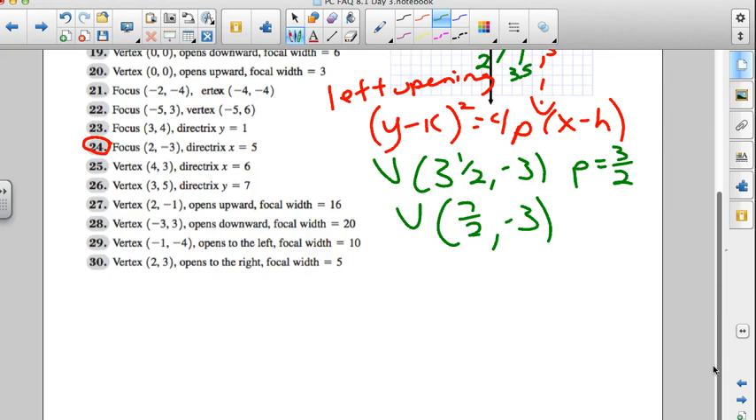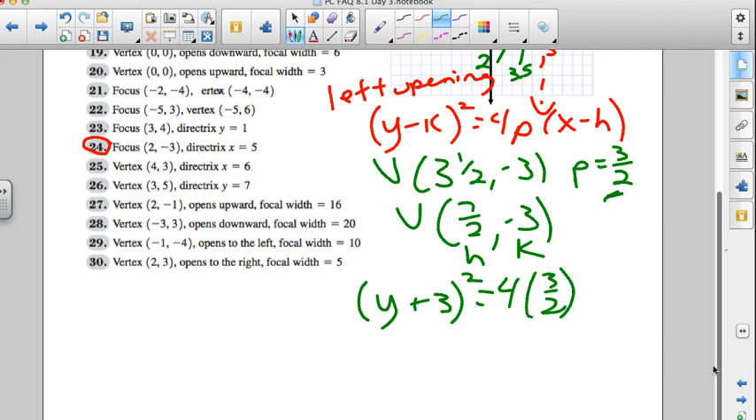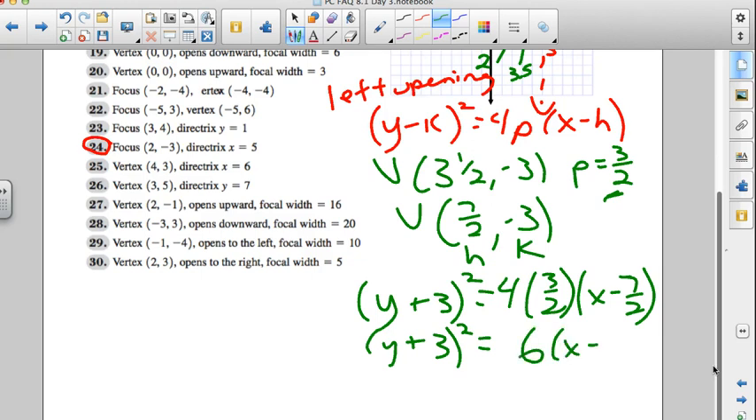So quite a few fractions to deal with in this one, but let's put them in. This is h and this is k. So we'll have y plus 3, the quantity squared, equals 4 times our p-value of 3/2, and then x minus h, which is our 7/2. And then we'll clean it up a little bit by taking 4 times 3/2, which will give us 6. And if we stop here, we missed something. That something is, because this is going left and our p-value is directed distance, that should be a -3/2. So that will be a -6.